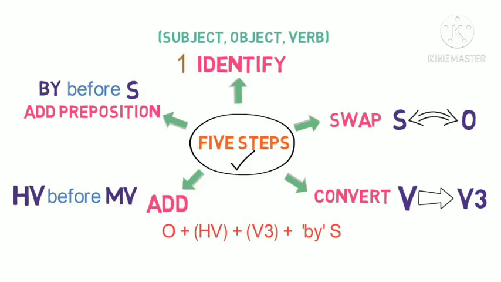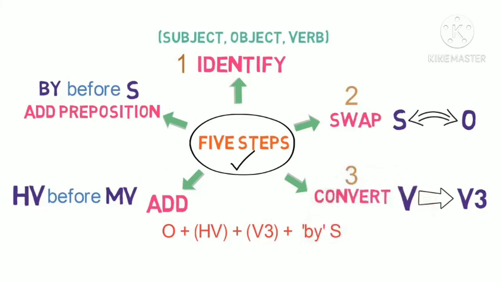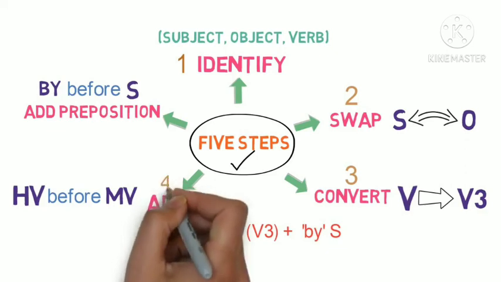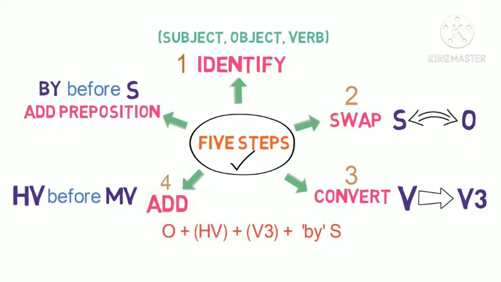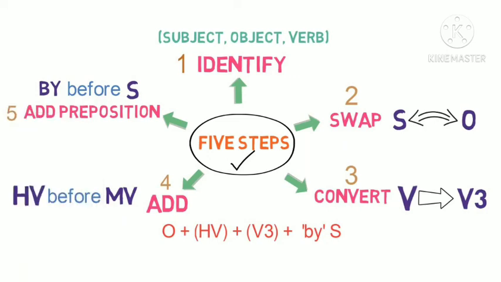We should know the 5 steps. The first one, identify subject, object and verb. Then second step, swap, interchanging subject into object and object into subject. Then third one, convert the main verb into V3 form. In passive voice we should use the V3 form of the verb. Then fourth one, add helping verb before the main verb. And the fifth one, add preposition by before the subject.